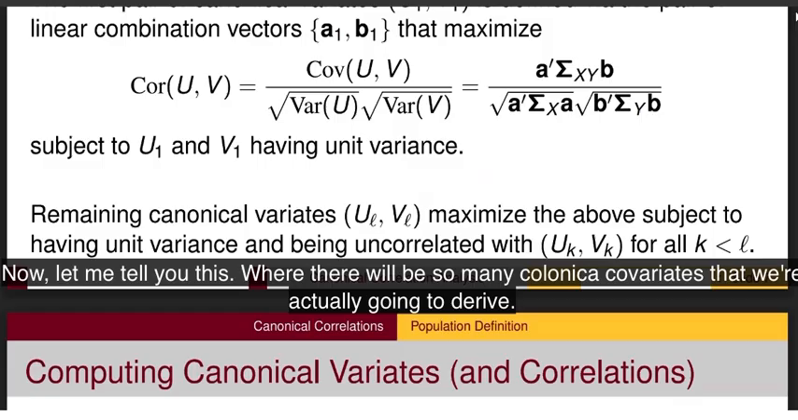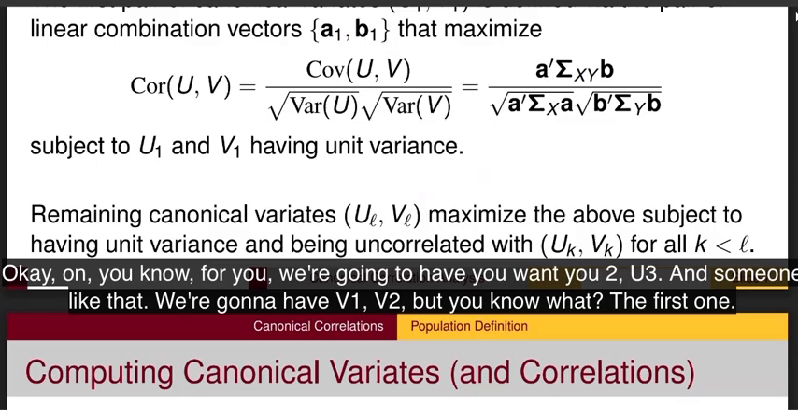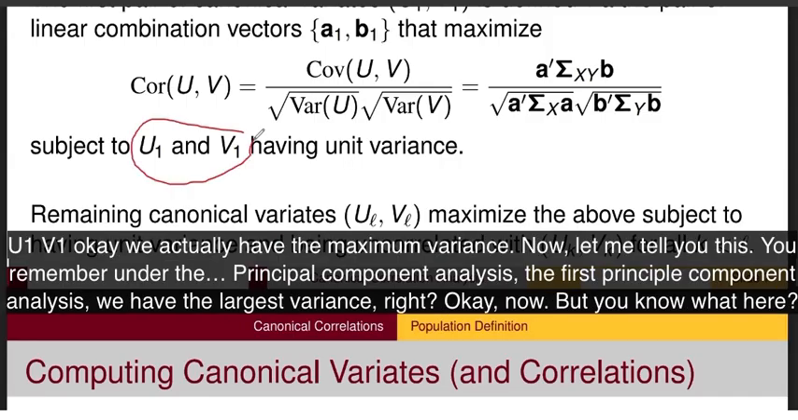There will be many canonical variates that we are going to derive. For U, we're going to have U1, U2, U3, and so on. We're going to have V1, V2. But the first pair, U1 and V1, has the maximum variance. You remember under principal component analysis, the first principal component has the largest variance, right?